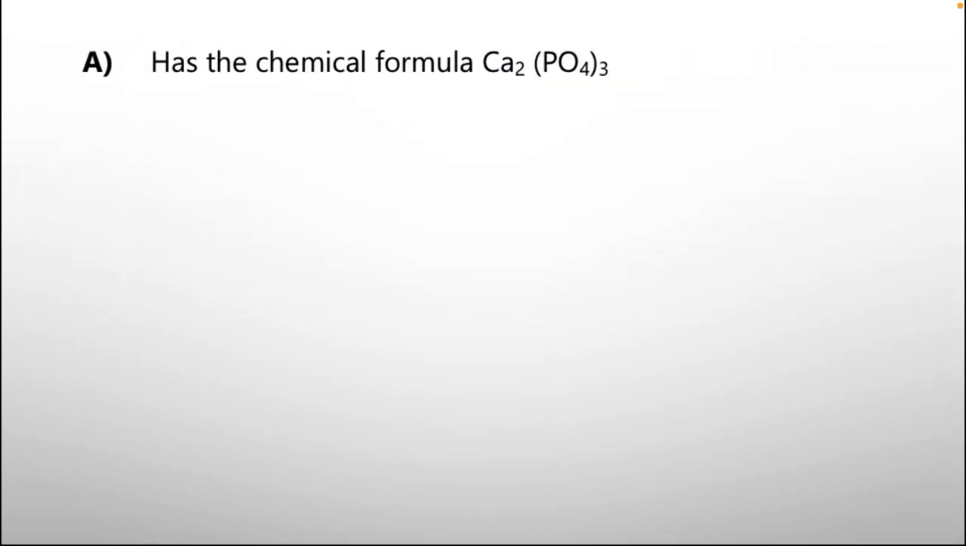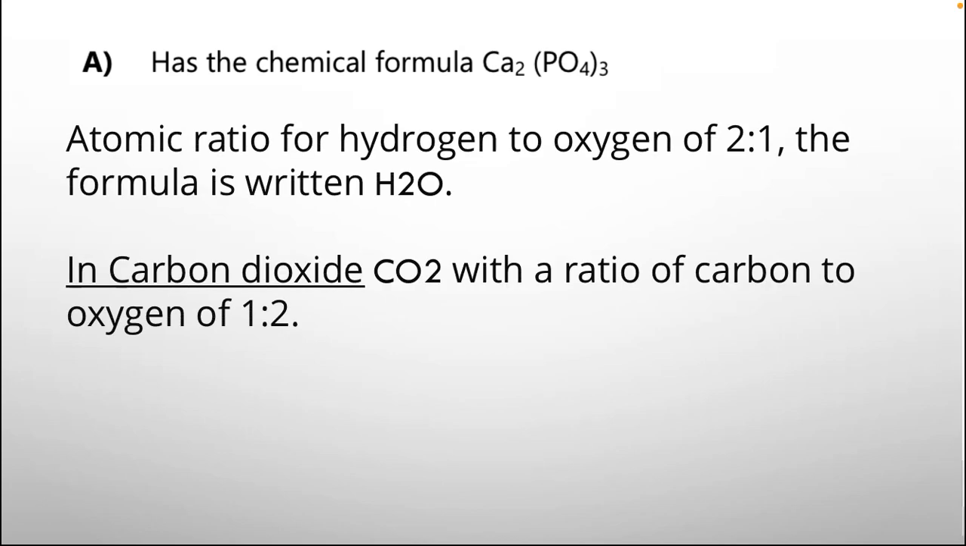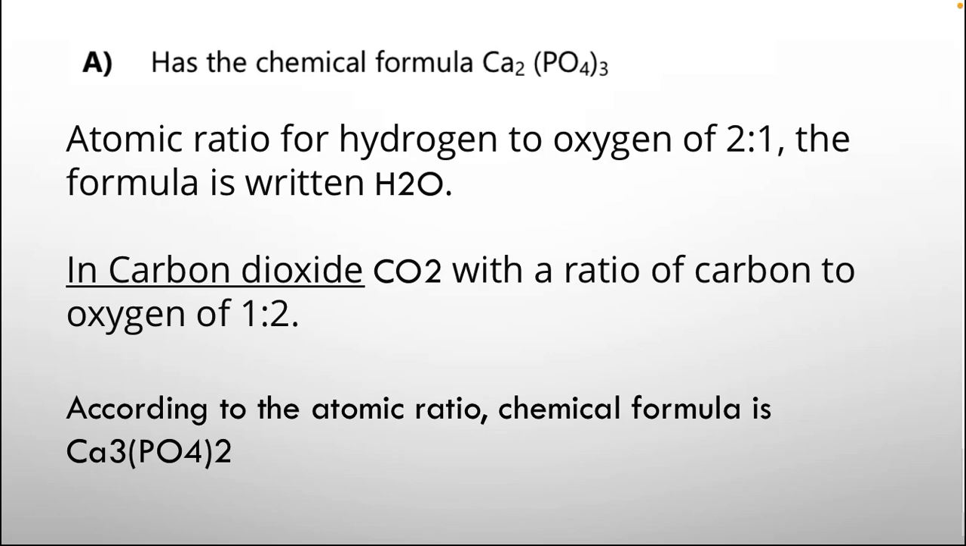So option number A has the chemical formula CaPO4. According to the ratios, whether it is correct or not, for an atomic ratio of hydrogen to oxygen of 2:1, the formula is written H2O. In carbon dioxide, CO2, the ratio of carbon to oxygen is 1:2. Now these were the examples, and how can we write the above formula? According to the atomic ratio, the chemical formula is Ca3(PO4)2, and the ratio was given in the question. So option number A is incorrect.